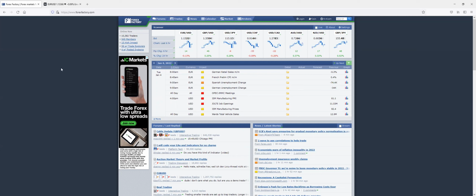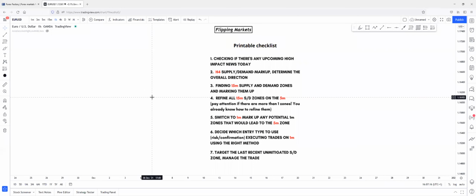So you did the first point, you check the high impact news. Let's see the second point. The second point is the 4-hour supply and demand markup and determining the overall market direction. Knowing the higher time frame direction is necessary if you want to be successful in trading, especially in this 1 minute lower time frame strategy. Okay, so let's see a whole example for this second point.